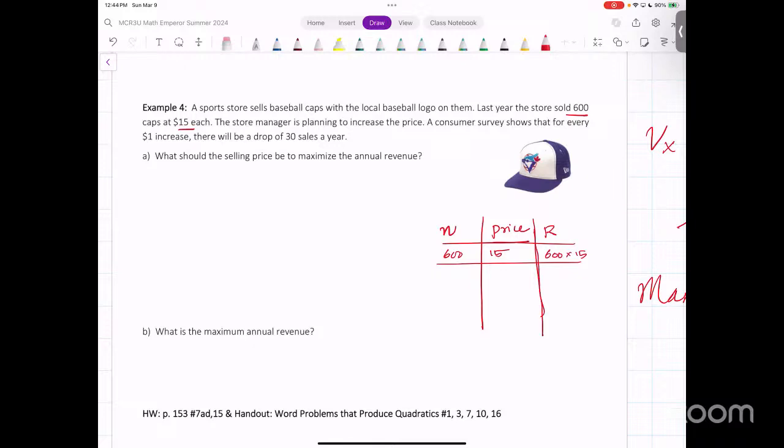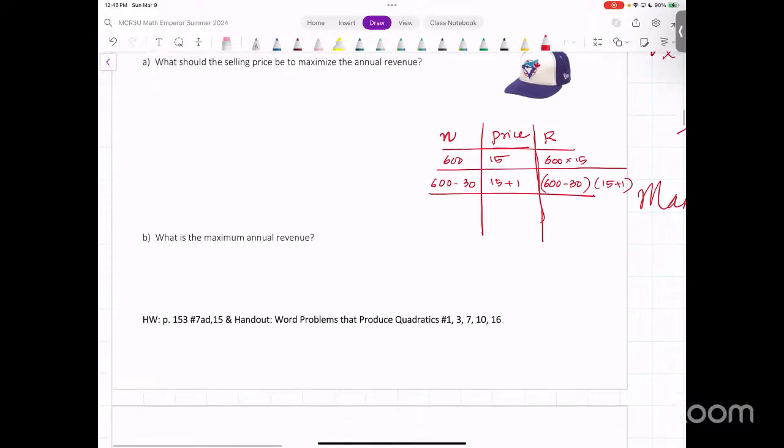The store manager is planning to increase the price. The consumer survey shows that for every $1 increase, there will be a drop in 30 sales. So let's increase the price by just $1. How much will I lose in sales? 30, isn't it? So this is going to be (600 minus 30) times (15 plus 1). I'm not doing anything, I just wrote the expression.